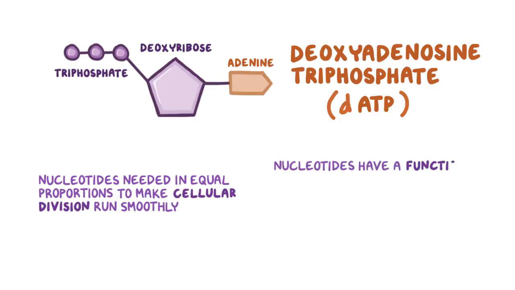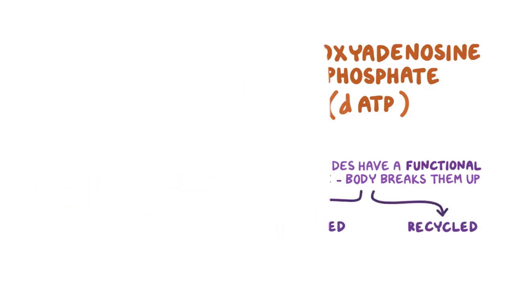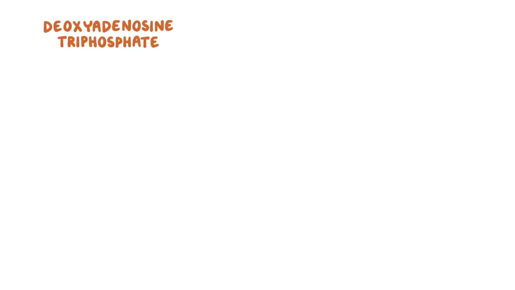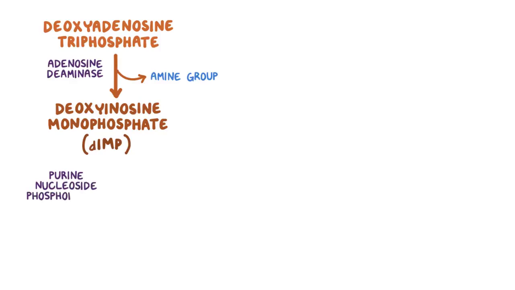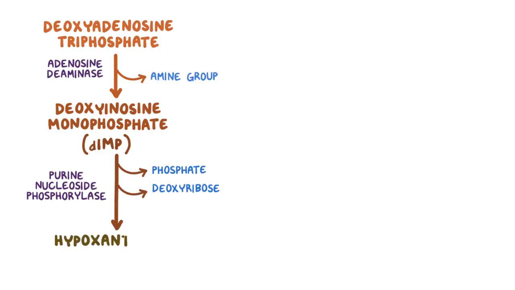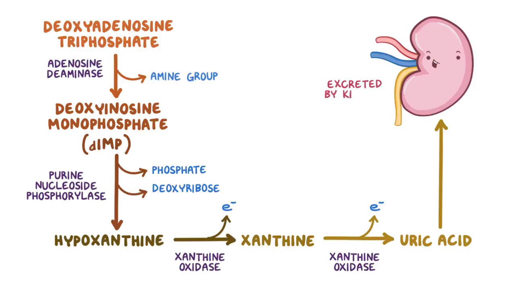Now, nucleotides have a functional lifetime of their own, and our body has mechanisms on how to break them up into their building blocks to either be excreted or recycled. Let's focus on deoxyadenosine triphosphate. First, the enzyme adenosine deaminase removes an amine group from it, turning it into deoxyinosine monophosphate, or dIMP. Then, purine nucleoside phosphorylase comes in and removes the phosphate and the deoxyribose from dIMP, making hypoxanthine. Hypoxanthine is then oxidized twice by xanthine oxidase, first to become xanthine and then finally to uric acid. Uric acid can then be excreted by the kidneys in the form of urine.